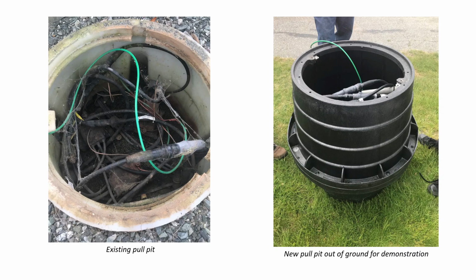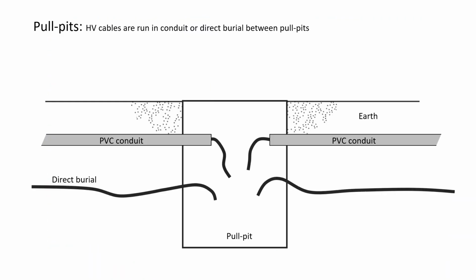On the left is an existing pulpit with isolation transformers and connections. On the right is one that's just above grade while it's being used for demonstration purposes, but you get an idea as to the size of the unit. The high voltage cables are run in conduit typically, but the cables are rated for direct burial, usually in a bed of sand, and the cable is then run between pulpits.